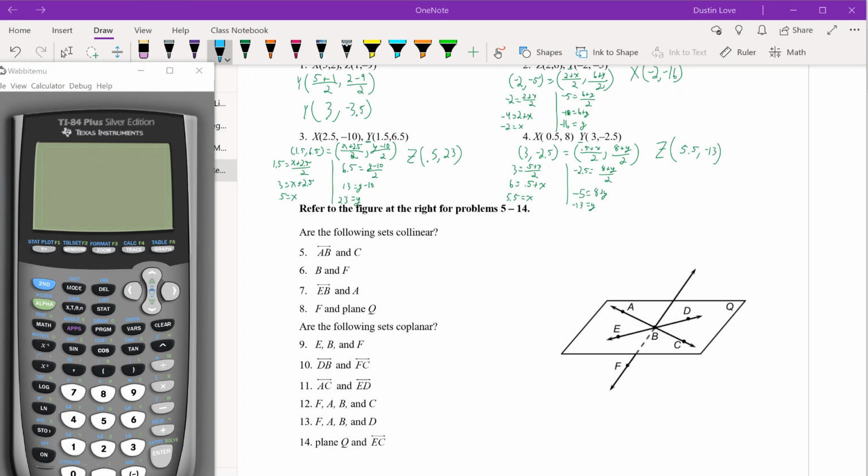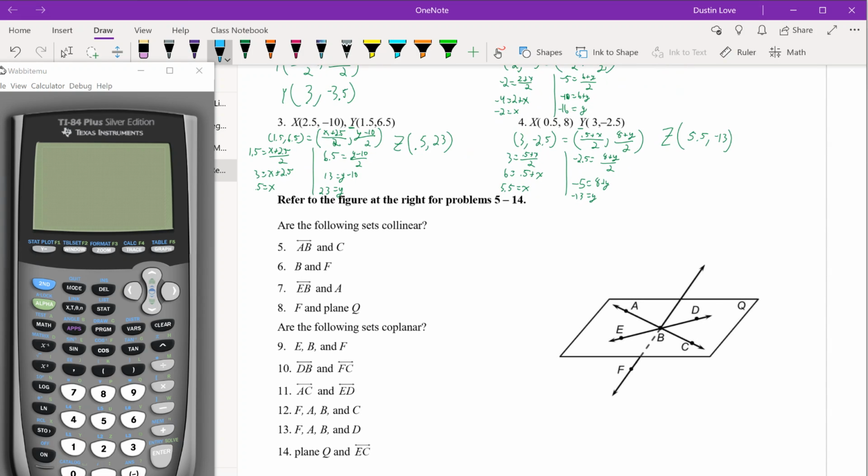All right, let's take a look at these yes or no questions for 5 through 14. All of them use the exact same image over here on the right. First off, on 5 through 8, are they collinear? Remember that collinear means they're all on the exact same line. So let's look at line AB and also point C. Well, line AB goes here and extends on forever, and C is on that exact same line, so this is yes. Go ahead and erase that.